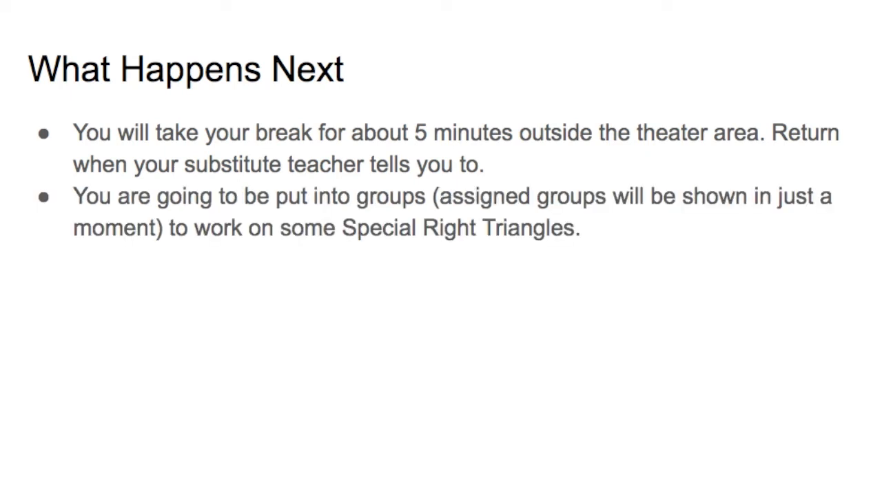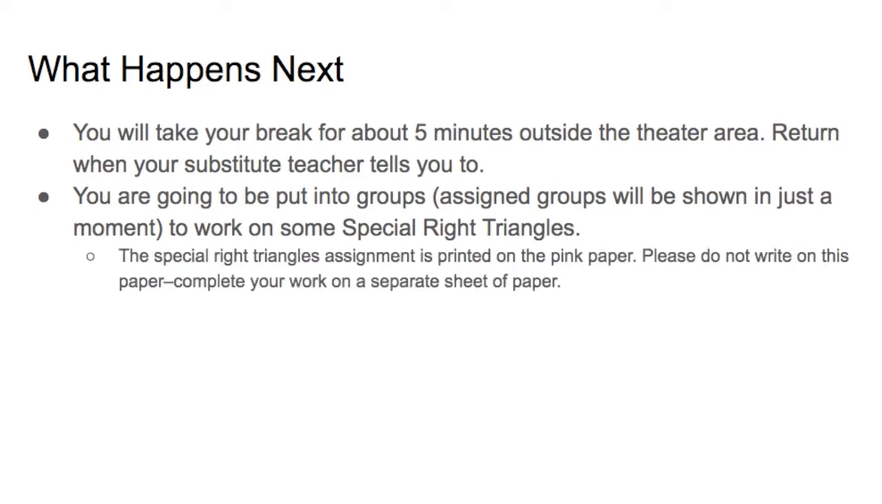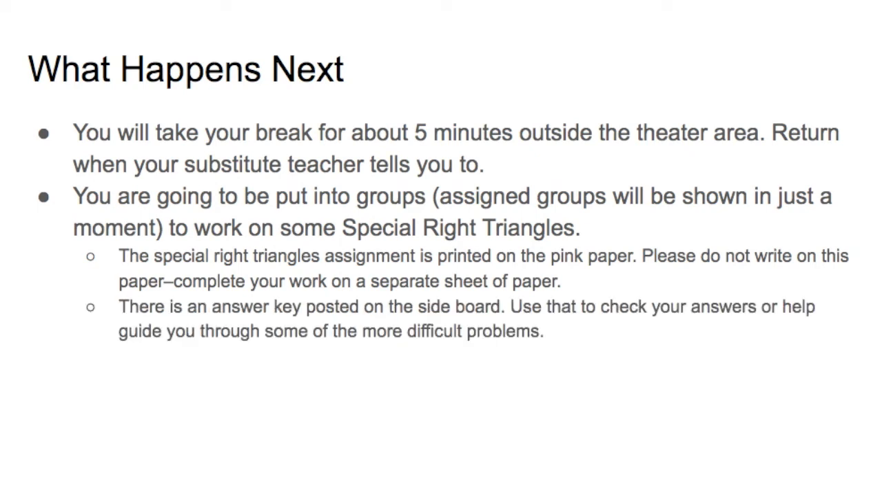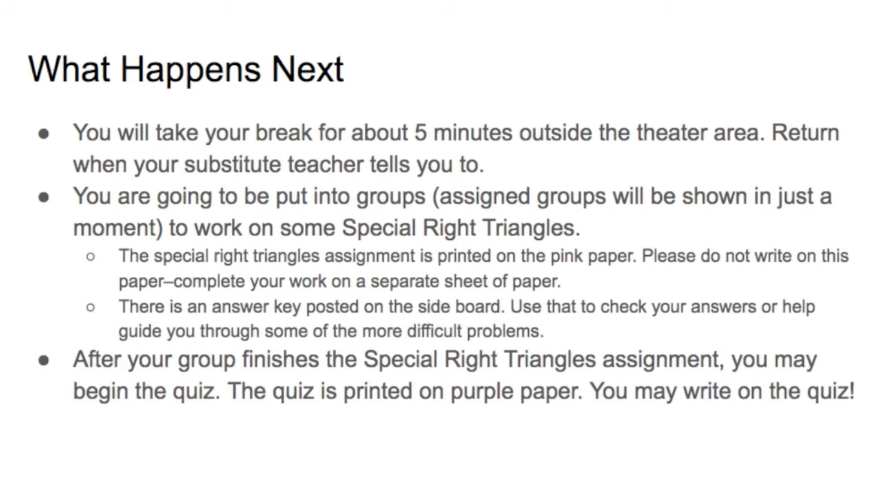Then you're going to get in some groups. I'll show you what the groups are in just a second to work on some special right triangles. That will be printed on some pink paper. I need y'all to not write on this so that other classes can use it. Okay? Just do your work on a separate sheet of paper. I will have an answer key posted on the board. You should use that to check your answers like you always do or help guide you through some of the more difficult problems. After that, whenever your group finishes, you may begin the quiz. The quiz is printed on the purple paper. You can write on that.